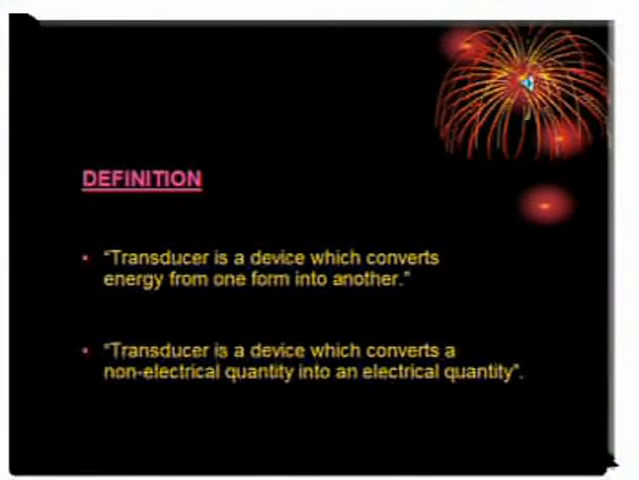Next, I am going to focus on the definition of transducer. Transducer is a device which converts one form of energy into another form of energy. Or in other words, a transducer is a device which converts a non-electrical quantity into an electrical quantity. The ISA, International Society of Measurement and Control, USA, gives the broad definition: a transducer is a device which converts a physical phenomenon into an electrical, hydraulic, or pneumatic output signal.